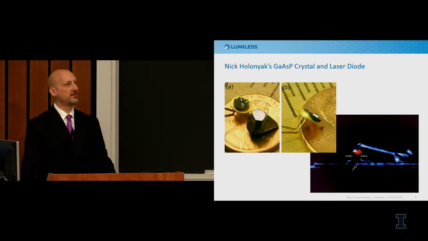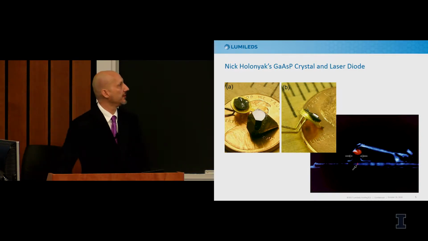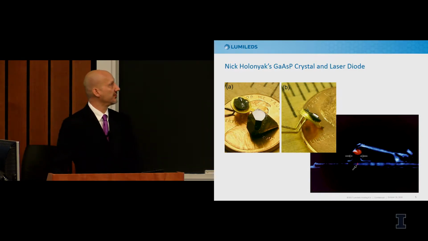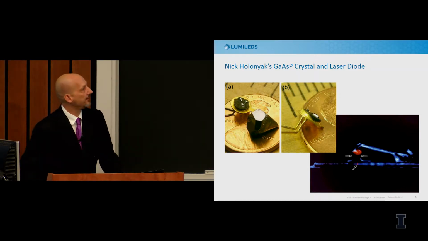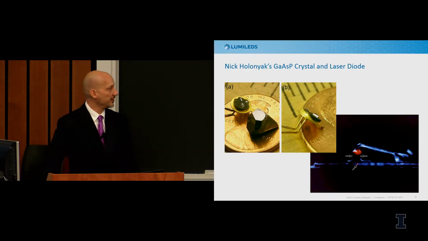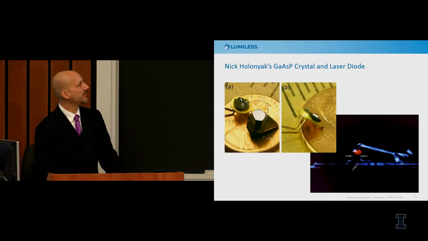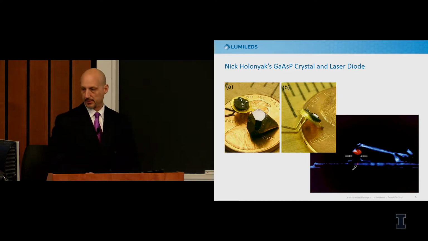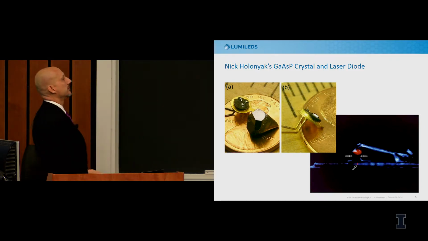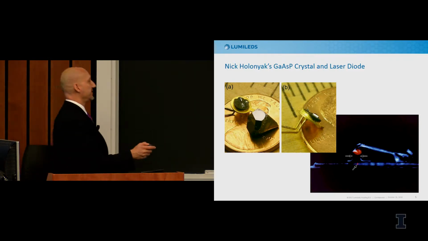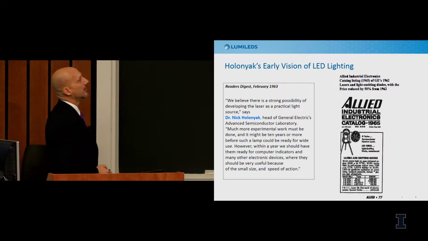So these are some of Nick's early and first LEDs and lasers. You can see the gallium arsenide phosphide crystal and the laser diode on the header, as well as the cross-section of the laser diode. The crystals are on the left and the LEDs and lasers on the right.